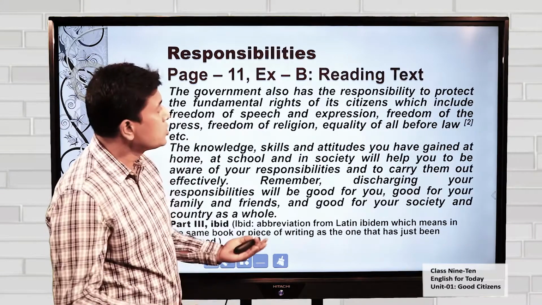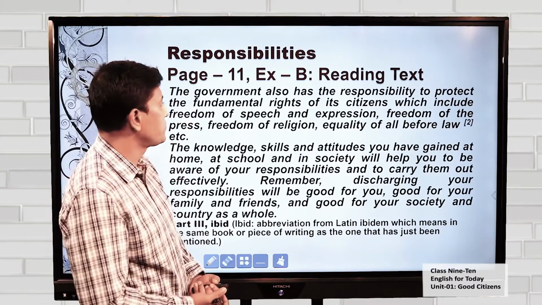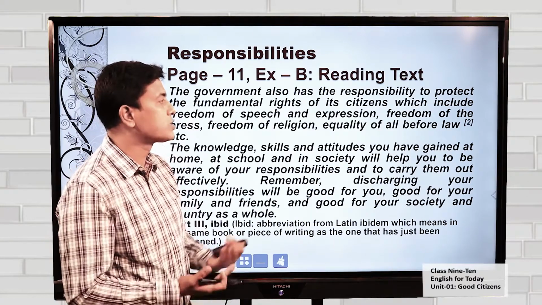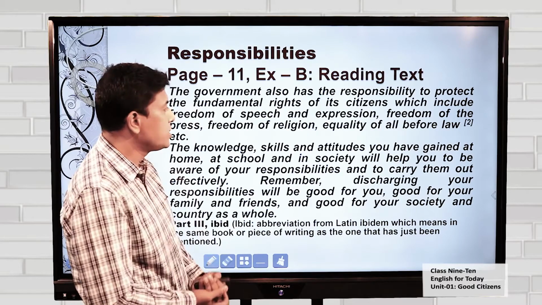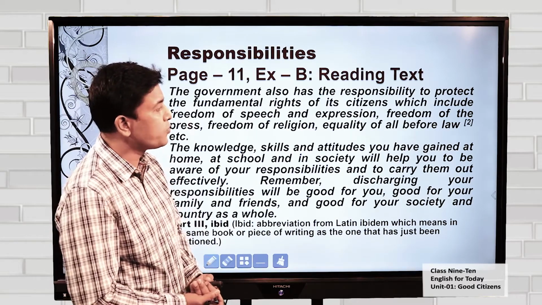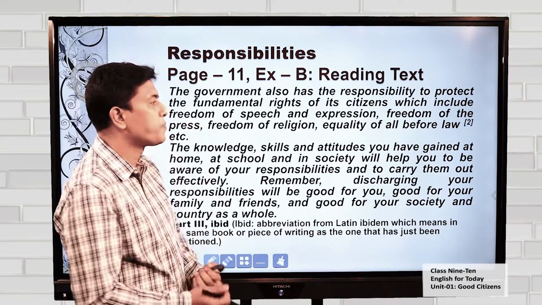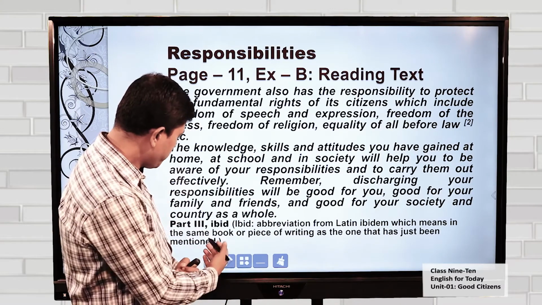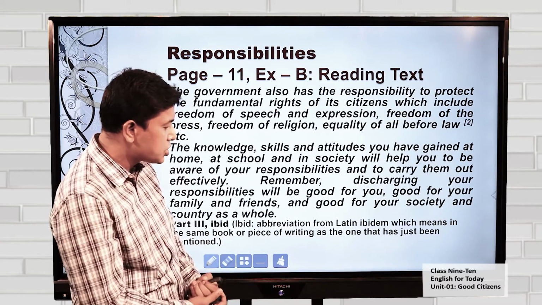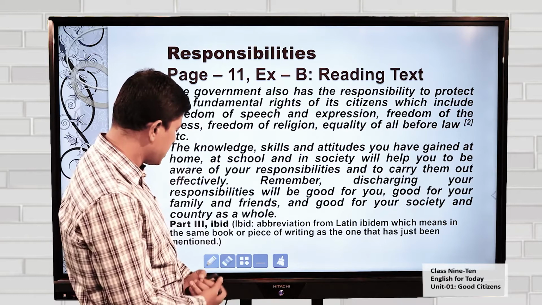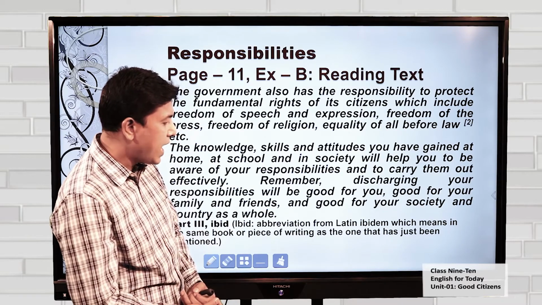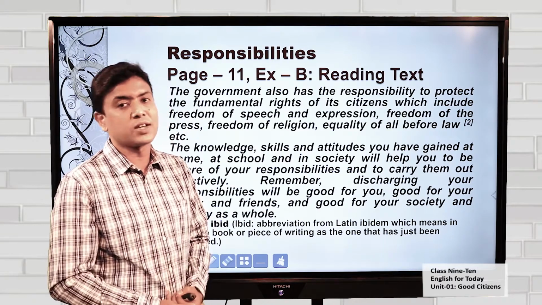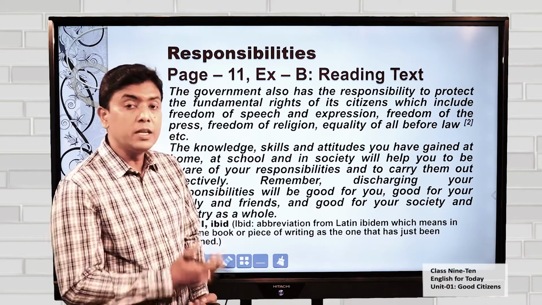Let us read more. The government also has the responsibility to protect the fundamental rights of its citizens, which include freedom of speech and expression, freedom of press, freedom of religion, equality of all before law, etc. So we have a footnote there. We have also got this from Part 3, ibid. Ibid means an abbreviation from Latin, ibidem, which means the same book or piece of writing as the one that has just been mentioned. So what have we just mentioned? We have just mentioned the Constitution. So it is found in the Constitution in Part 3.